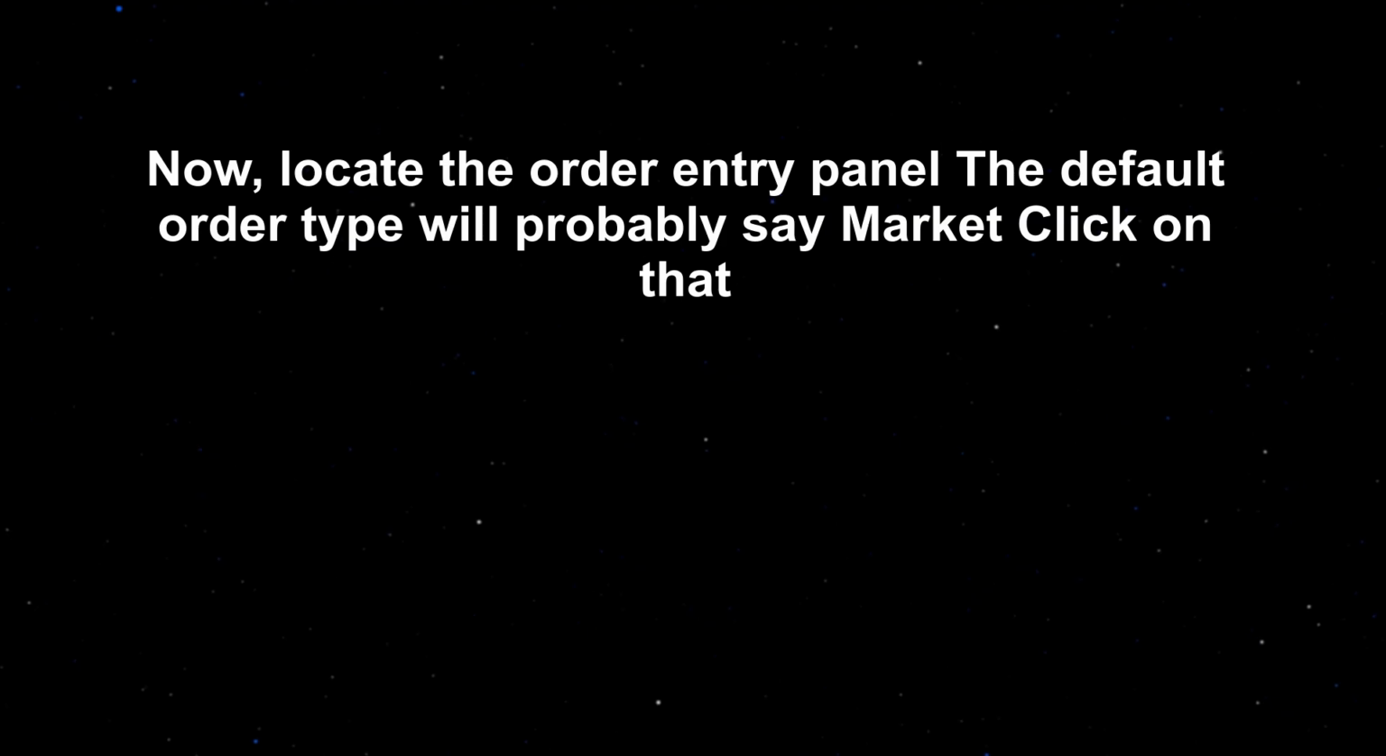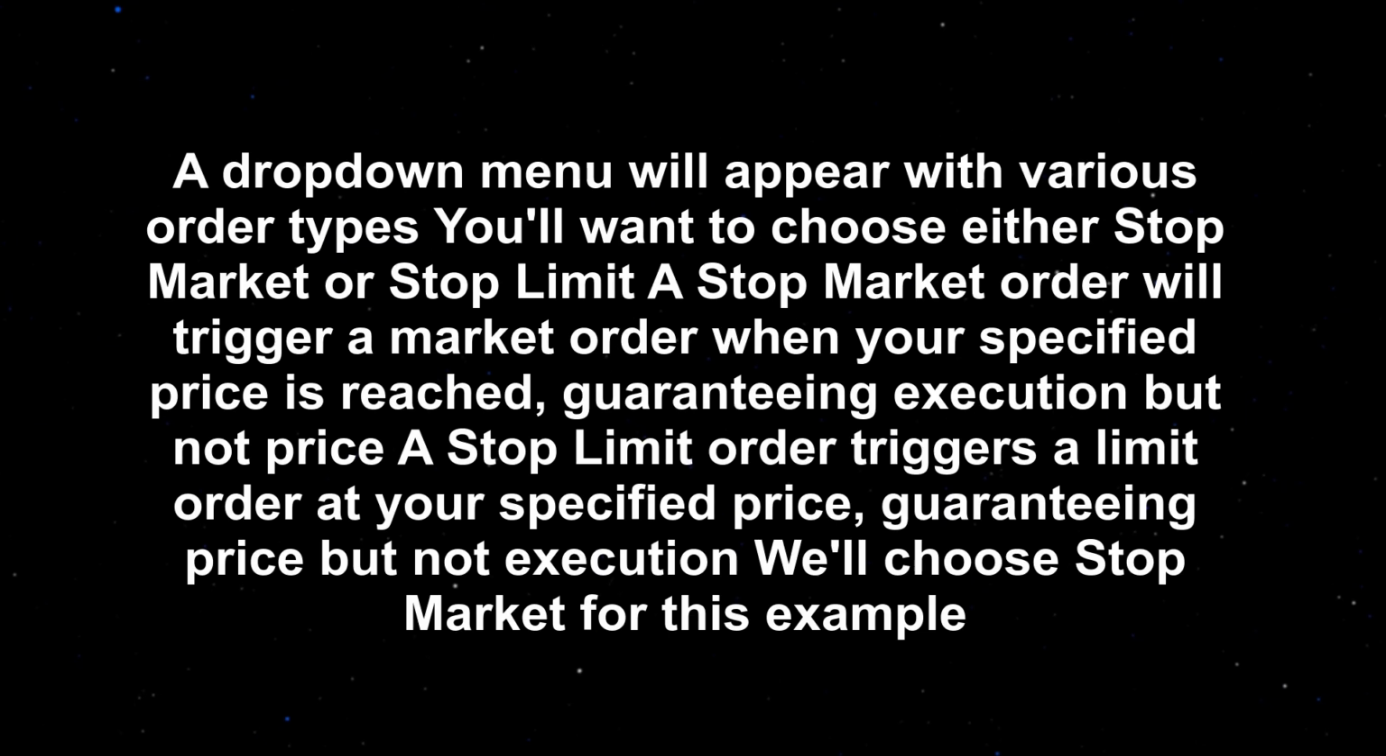The default order type will probably say market. Click on that. A drop-down menu will appear with various order types. You'll want to choose either stop market or stop limit.